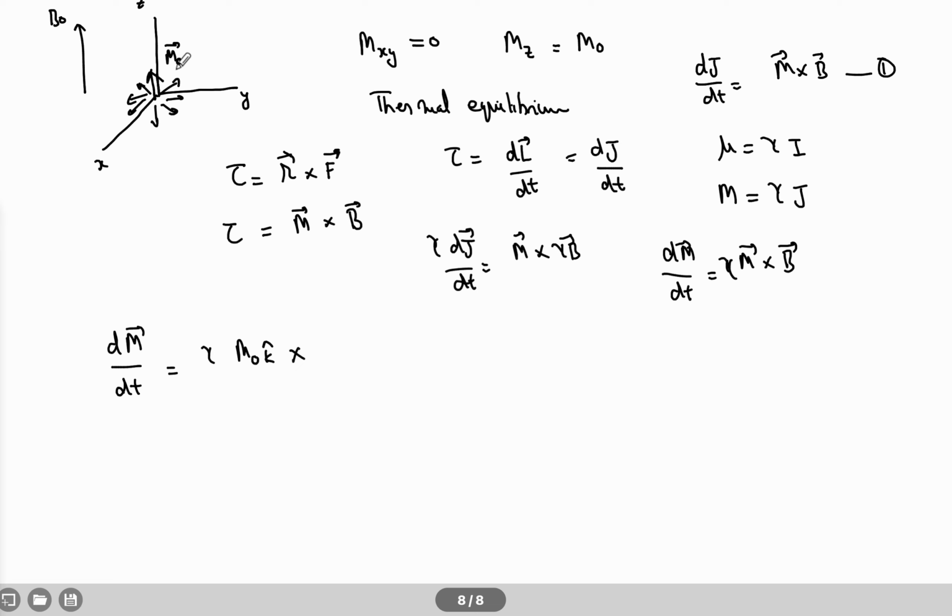Then cross with B0 k. B0 is also along the k axis or z axis. There is no magnetic field along the transverse plane in this case, so you will have M0 k cross B0 k, and because this is k cross k, this whole thing will turn out to be 0. Or you can also write it as gamma M B sine theta, and for k cross k, sine 0 will be 0, so this whole thing will be 0, right? So basically there is no change of magnetic moment with respect to time.